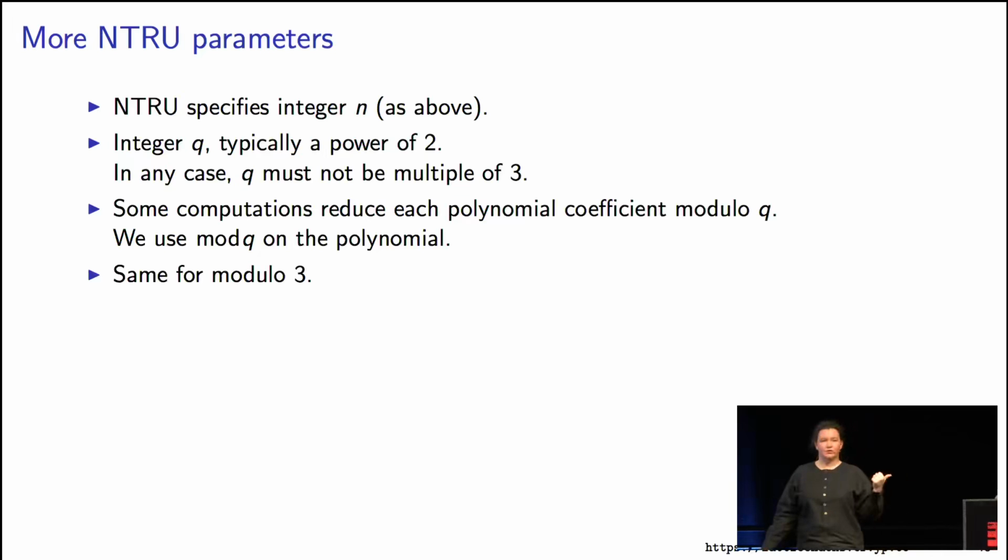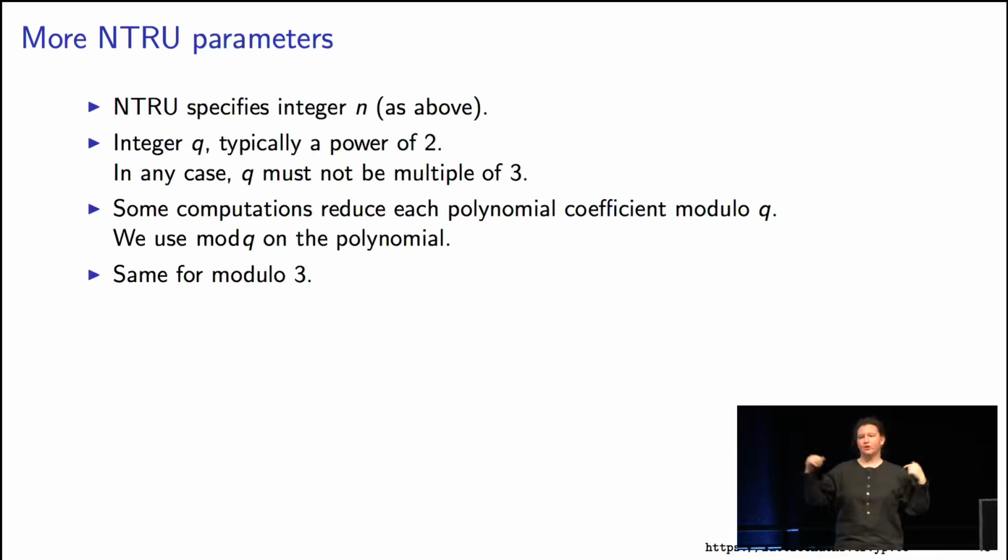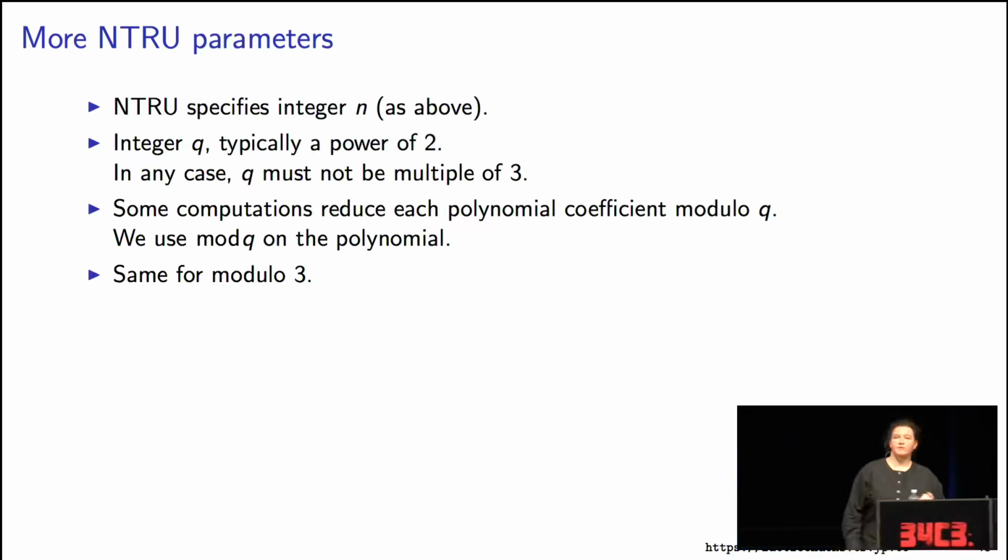We'll have this x to the n minus 1, so we will reduce the degree. And we will reduce the coefficients. So every single coefficient, each of those n coefficients, we will apply reduction mod q or reduction mod 3 to them. Good. We're now ready to get NTRU public keys and private keys.